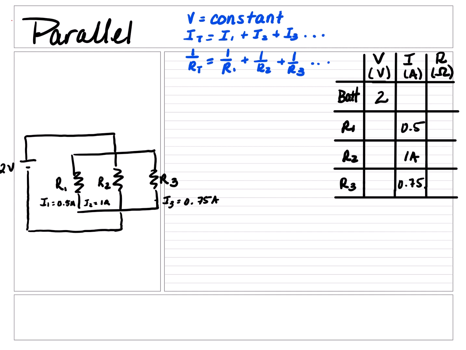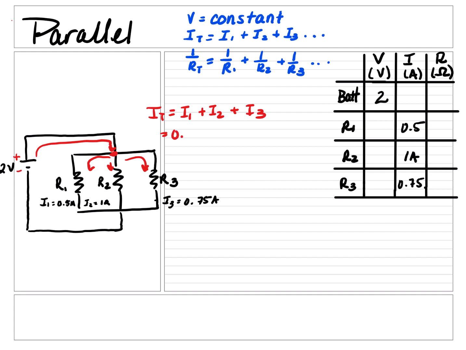This is also another parallel circuit. Current travels from the high potential to low potential, so it's going to go clockwise. It's going to reach this junction right here and split into R1, R2, and R3. Here, the current is given, so we could solve for the total current using I total is equal to I1 plus I2 plus I3.